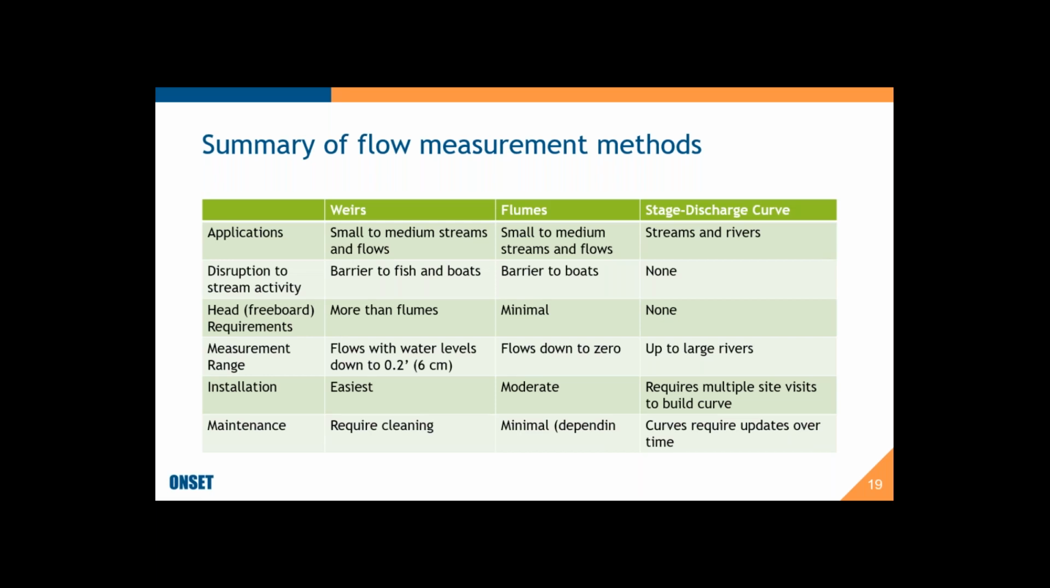In terms of the head, how much stream flow do you need to have? If you're going to use a Weir, you need a little bit more flow, a little bit more head to be able to use a Weir. For flat streams, you're better off with a Flume. And measurement range, Flumes can measure down to 0, or essentially down to 0, whereas if you've got very large flows, you're going to need to go to some sort of stage-discharge curve. Just talking about installation, this is a summary of what I said in the previous slides.